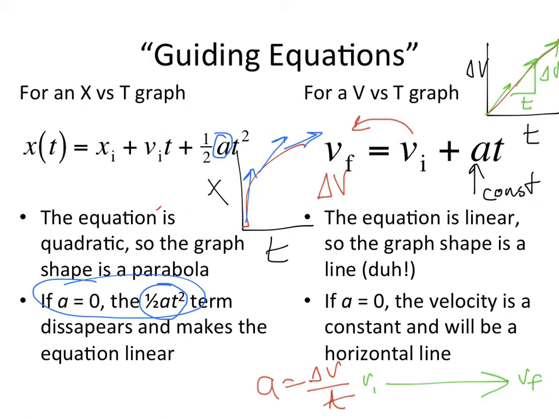So in the next video, we're going to actually practice doing some graphs and seeing what these graphs look like. But for right now, these two equations, equation 4 and equation 1, are your two important ones to decide what the graph will look like if we're comparing position versus time and velocity versus time.